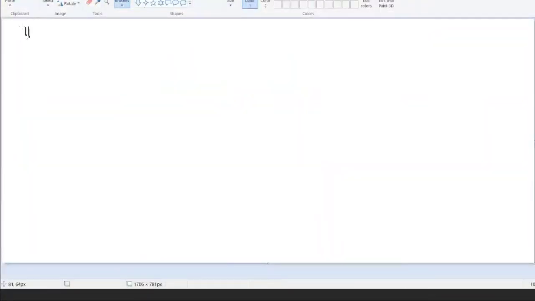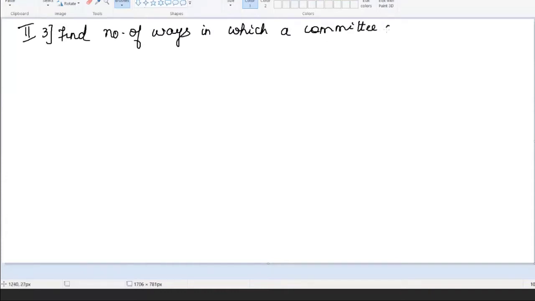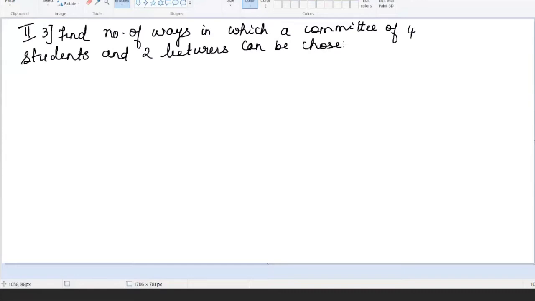So this is second Roman number. Third question. Find number of ways in which a committee of 4 students and 2 lecturers can be chosen out of 10 students and 8 lecturers.